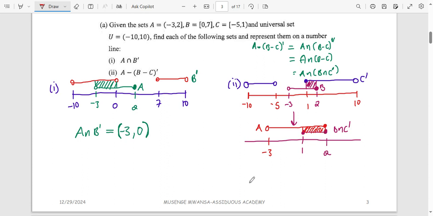So we can write the final answer. I'll write the original question I was given, A minus B minus C complement, is therefore 1 comma 2, and both 1 and 2 are included in the set. Does this make sense?